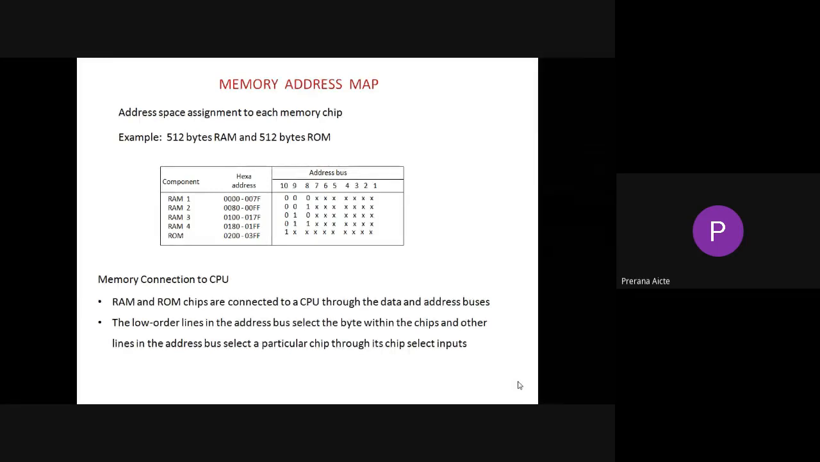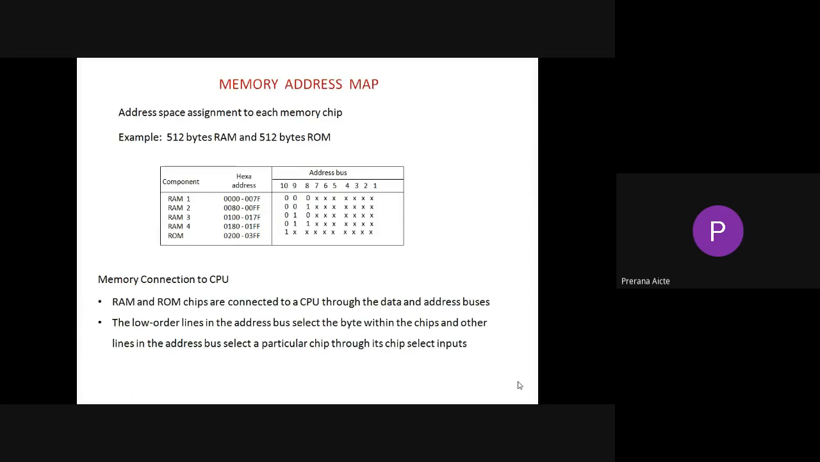each chip. The RAM chip has 128 bytes and needs 7 address lines. The ROM chip has 512 bytes and needs 9 address lines. So the x is always assigned to the low order bus lines 1 through 7 for the random access memory and lines 1 through 9 for the read-only memory.